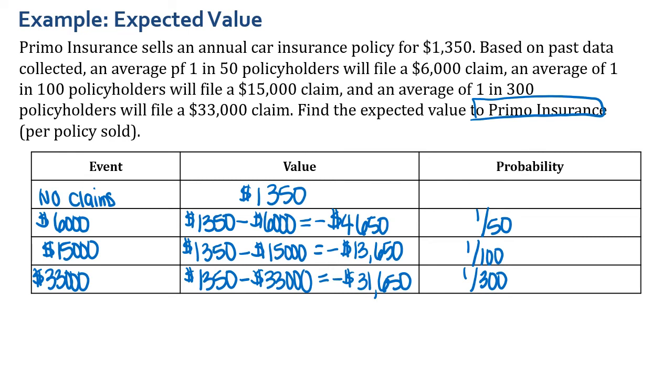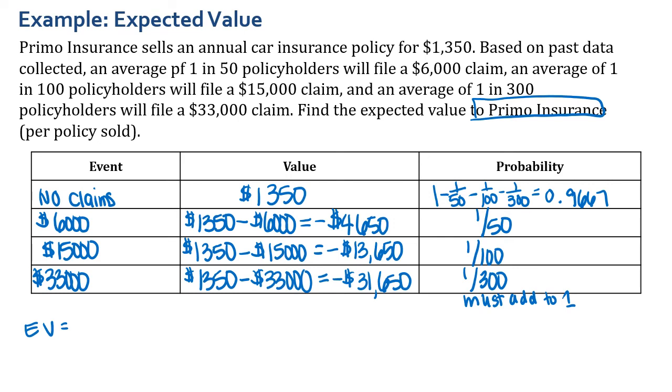They didn't tell us the probability that no claims would happen, but I know all of these probabilities must add up to 1. So I've already taken care of 3. So if I figure out what's left here, we're going to take 1 and subtract all of these other probabilities. So 1 minus 1 over 50, minus 1 over 100, and minus 1 over 300, which leaves me with 0.9667 for that probability.